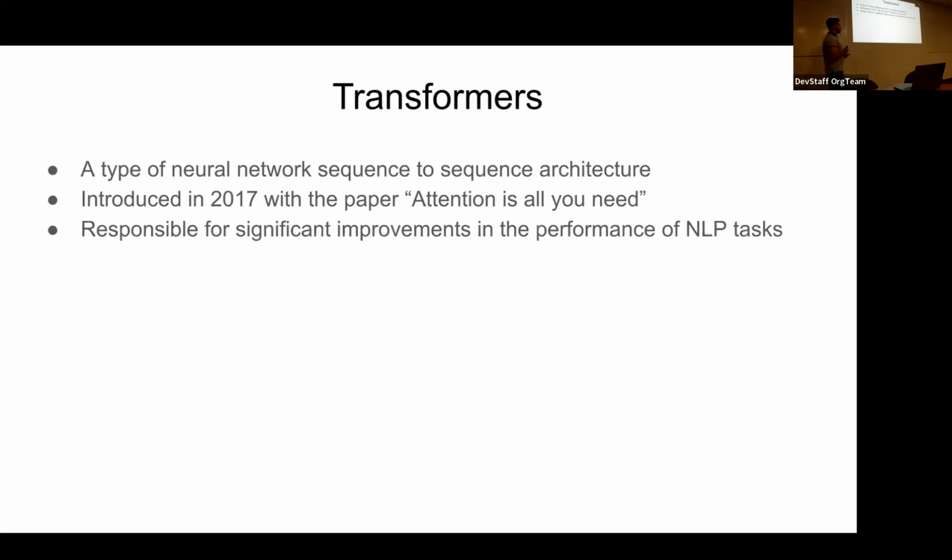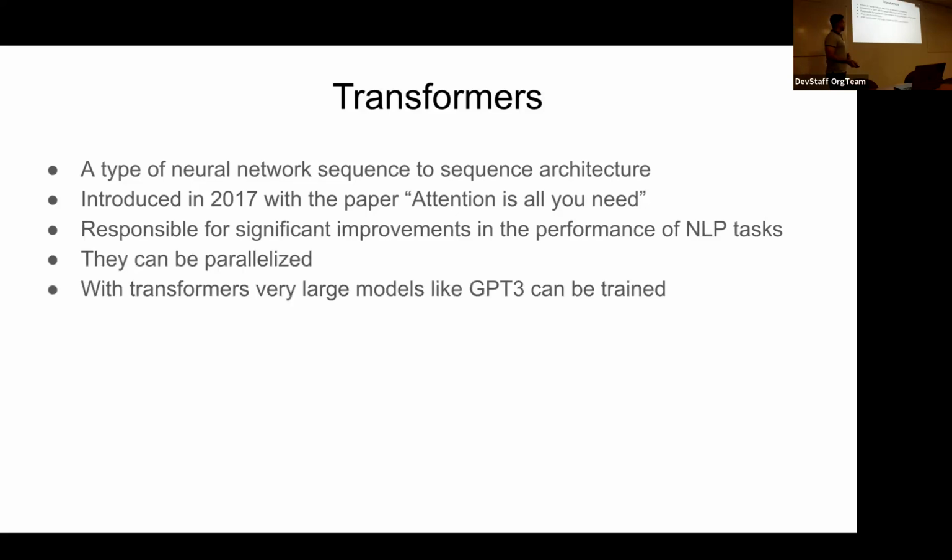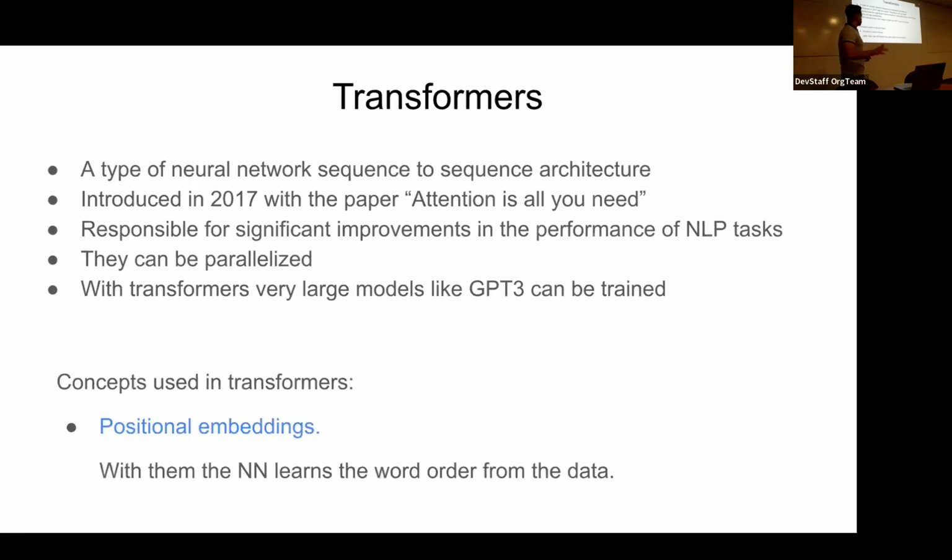Now transformers can be parallelized. And with them, very large models like GPT-3 can be trained. Some concepts that we see in transformers are positional embeddings. So for each word that the network sees, it has some information about the position of that word. So the network is able to learn the word order from the data.